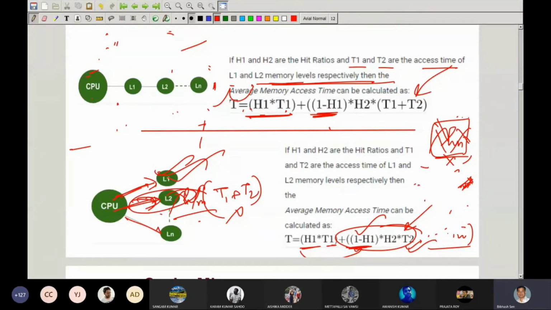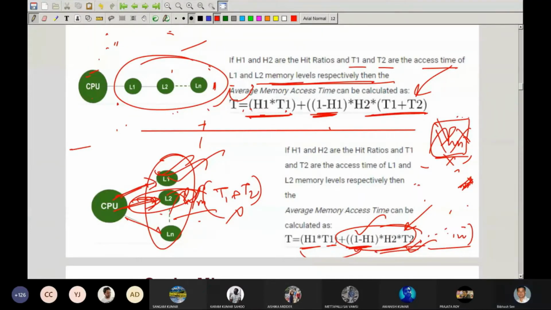Okay, understood this point? So in the parallel level, and this is the sequential level, or you can say hierarchical level, the only difference is that the time computation is high. In some architectures they follow this, in some architectures they follow that. So this is one thing.